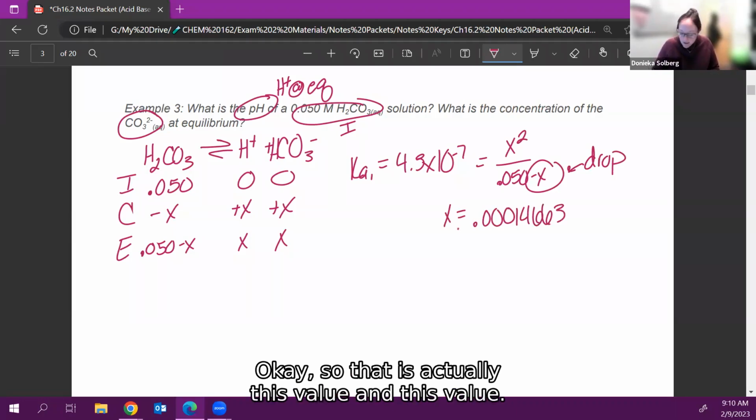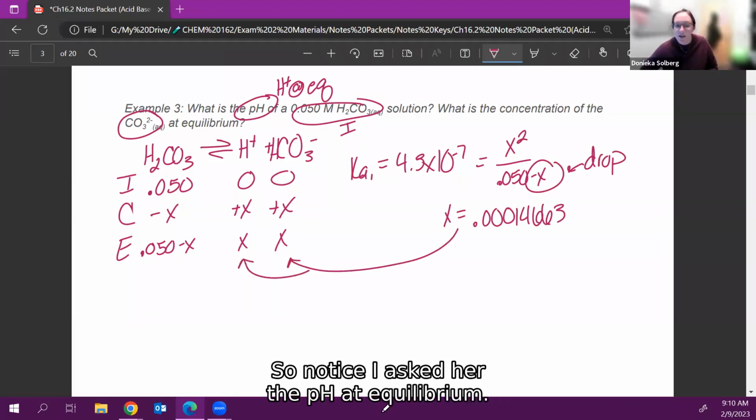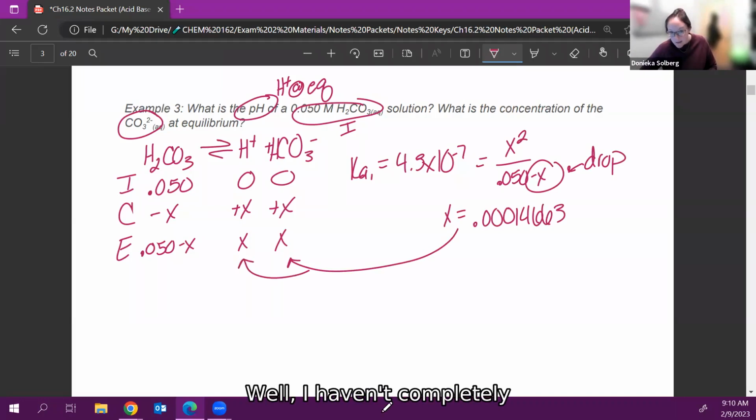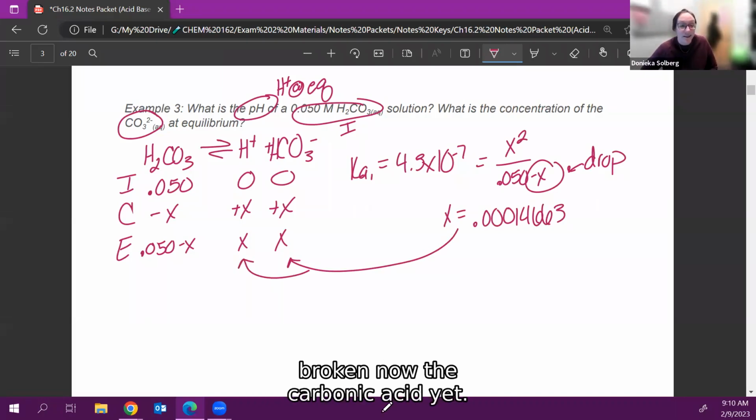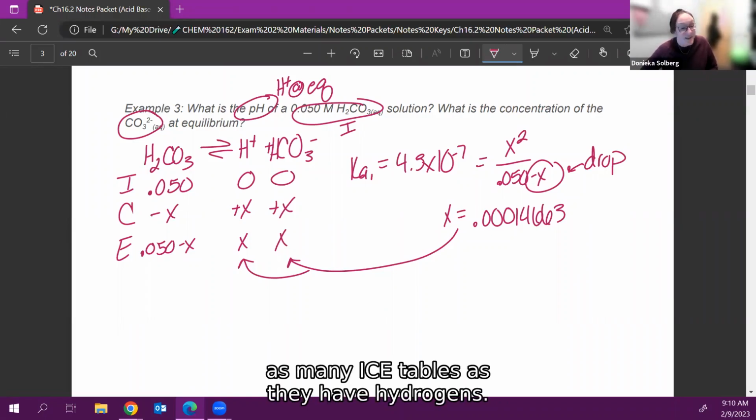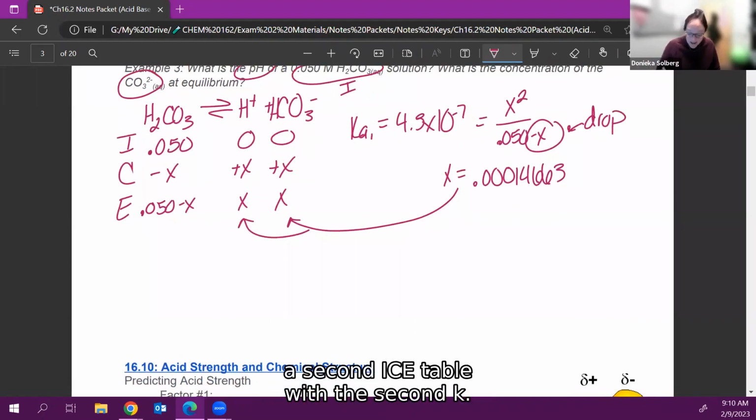Okay, so that is actually this value and this value. Notice I asked for the pH at equilibrium. Well, I haven't completely broken down the carbonic acid yet, so I need to do a second ICE table. Any polyprotic acid actually needs as many ICE tables as it has hydrogens, so we are going to do a second ICE table with the second Ka.